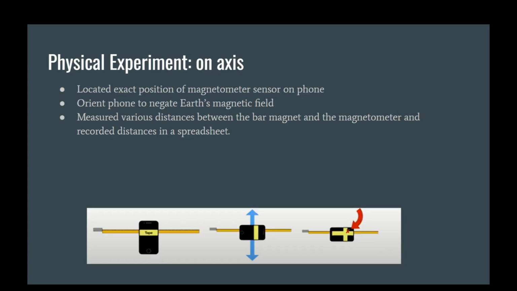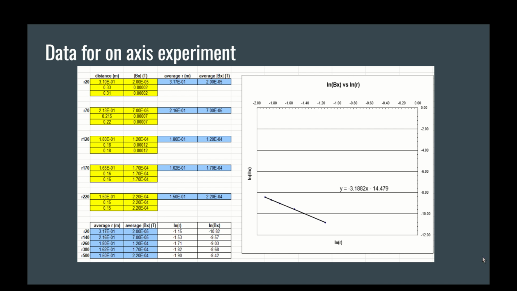So the physical experiment, the first one we did: we first had to locate the exact position of the magnetometer. We then had to orient this phone to negate, or not take into account, Earth's magnetic field. Because we are only moving it along one axis, we essentially put the Earth's magnetic field perpendicular to that, and then we measured various distances between the bar magnet and magnetometer depending on the value read on the magnetometer, and we recorded these distances in this spreadsheet for around each value of microteslas. All of the distances we found were incredibly similar, which means our data was extremely precise.